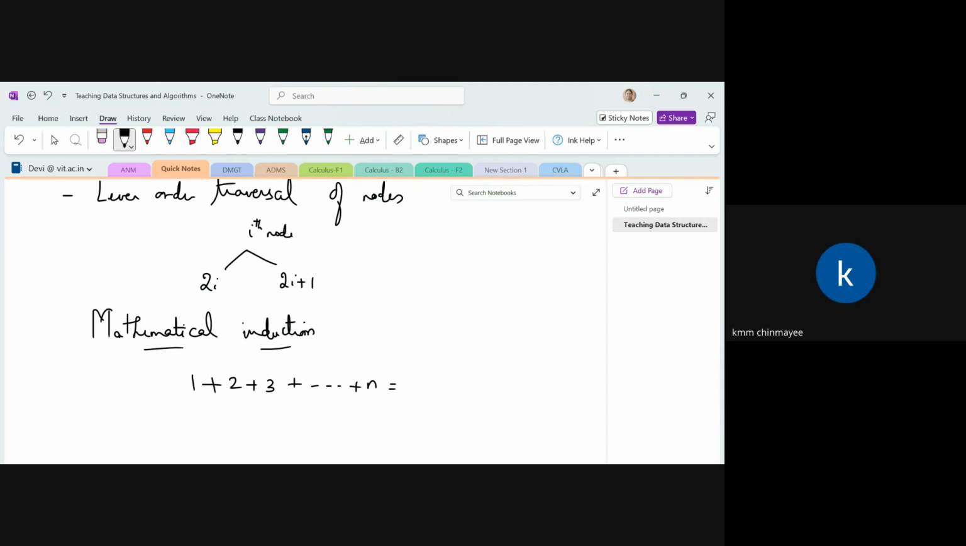n into n plus 1 by 2. So this is the basic thing that everyone knows.